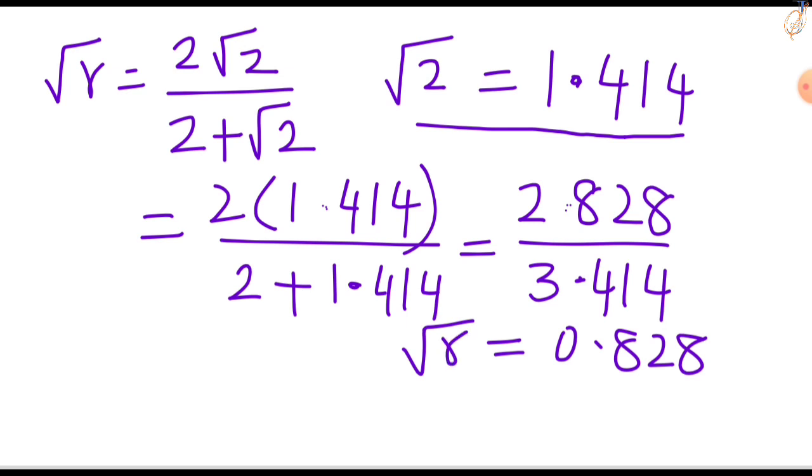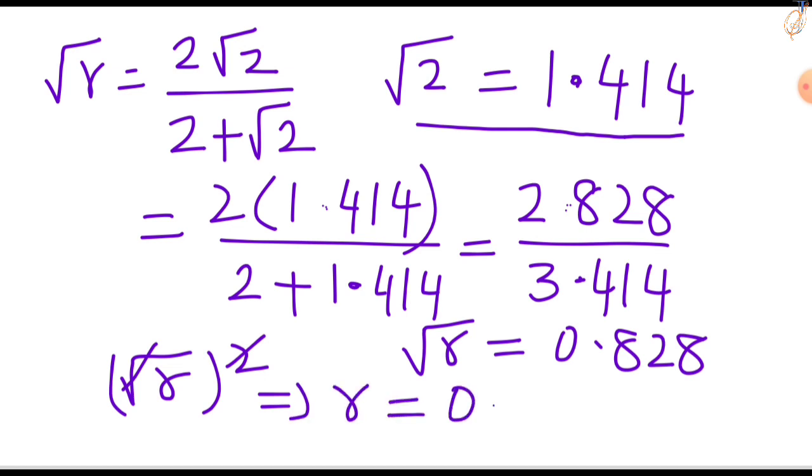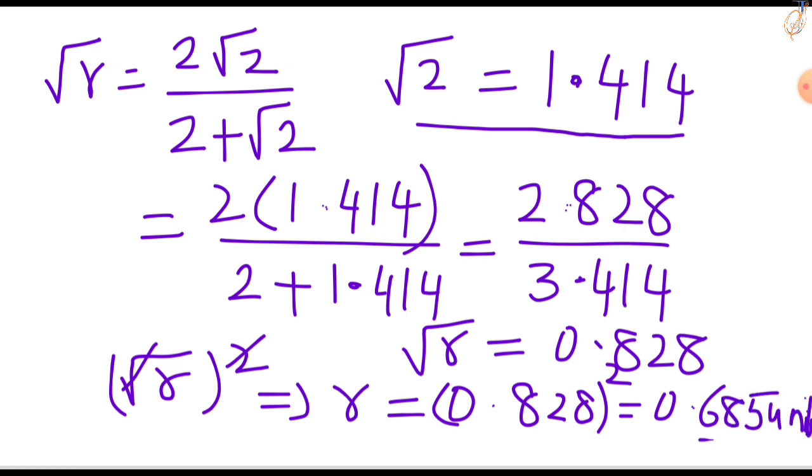You need only the R value, so do square on both sides. Then square root R whole square, the square and square root get cancelled. Then R is equal to 0.828 whole square. After doing the square, you will get 0.685 units. So like that, once you know the relation between the three circles with a common tangent formula, you can solve this type of questions very easily.